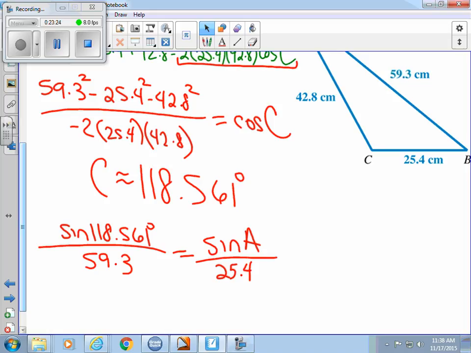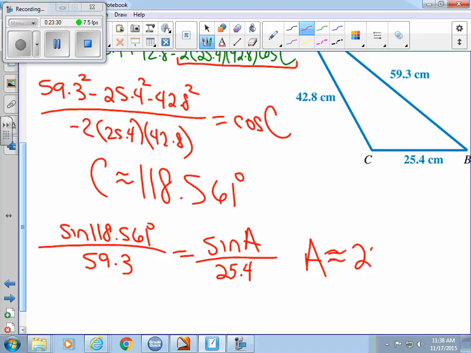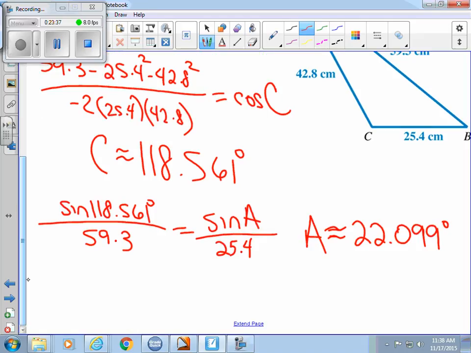What did we get for angle A? I already wrote 24.5. And then how did you find the third angle? 180 minus both of those. 39.3.